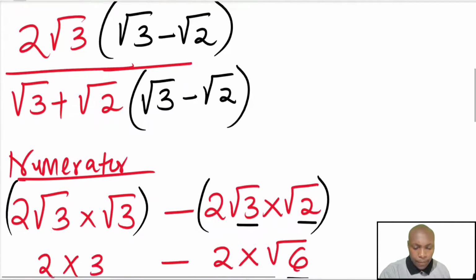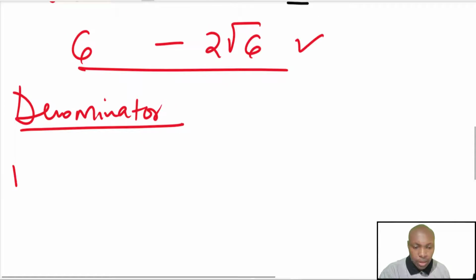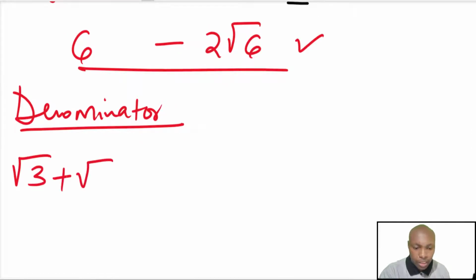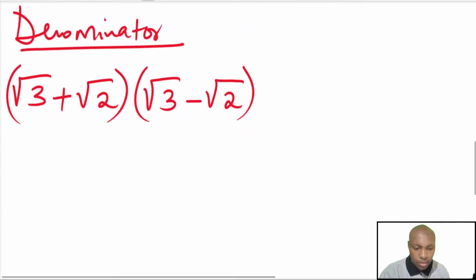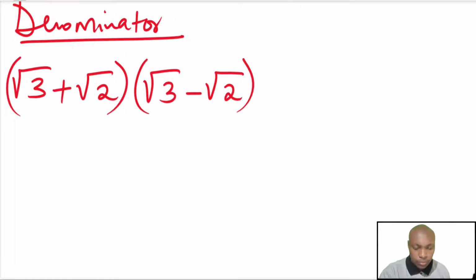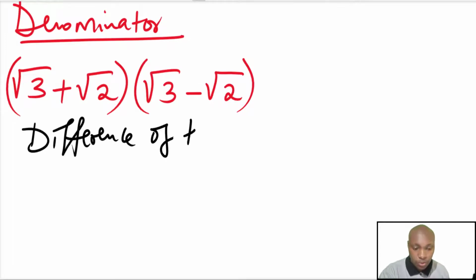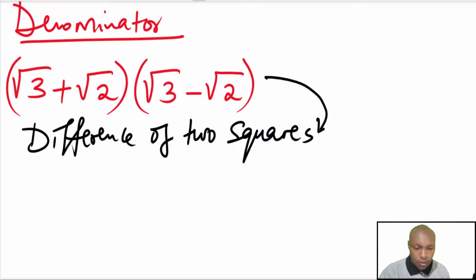So now looking at the denominator, you realize something. So let us write it. Root 3 plus root 2 into brackets root 3 minus root 2. So looking at this, you notice that this represents a difference of 2 squares. Now how do you work difference of 2 squares?